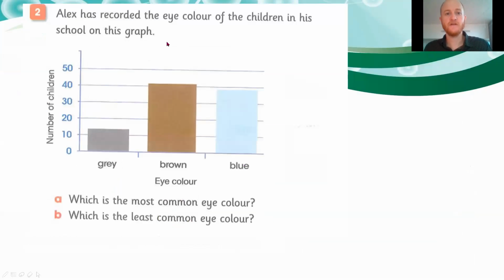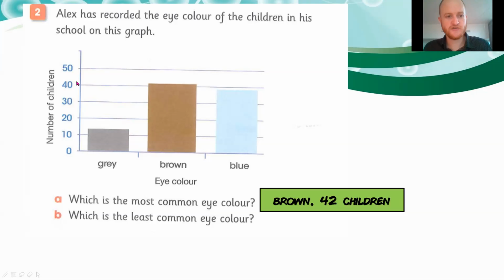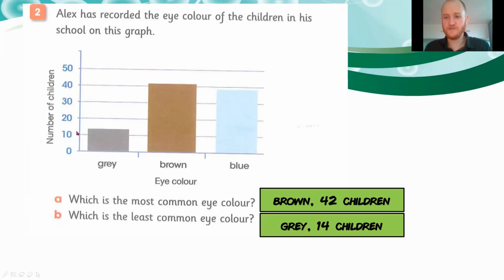Question 2 here, which one is the most common eye color? You can see on the bar graph that it is the brown eyes color, and about 42 children have brown eyes. And here, which one is the least common eye color? Well, it's not the blue one, it must be the gray one with about 14, 15 children, okay? This was a fairly easy question. You should all have 2 out of 2 as well.